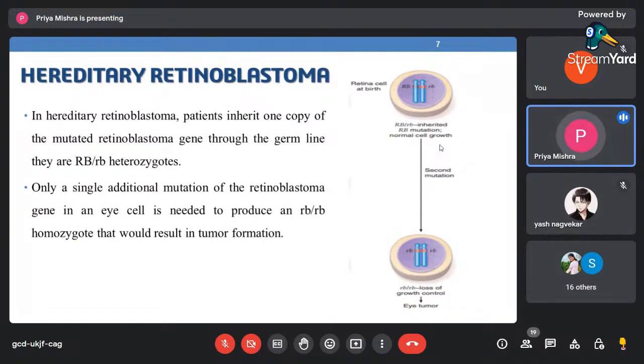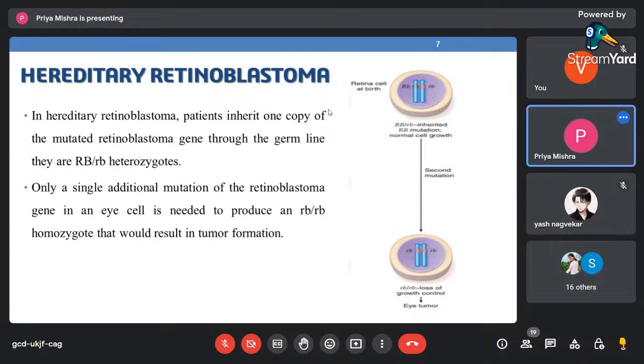Hereditary retinoblastoma. In this, the patient inherits one copy of the mutant retinoblastoma gene through the germline cells, and they are heterozygous. They have one normal gene functioning and one mutated. Though it has one mutated allele, it will still function like a normal cell. So for forming a tumor, both the alleles should get mutated. So here also only one further mutation is required to form an eye tumor.